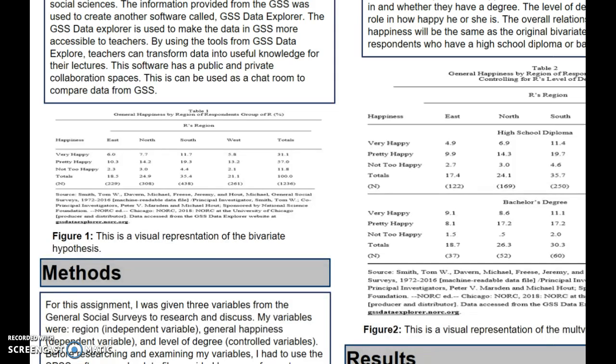So my independent variable was my region. General happiness was the dependent variable, and the level of degree was the control variable. Here in table 1 is my bivariate table to provide a visual representation of my bivariate hypothesis. And here you can see general happiness by the region of respondents. We have the percentages here to represent how many respondents responded to that particular question. The question could have been, how do you feel about living in your region? And you have to answer very happy, pretty happy, or not too happy.